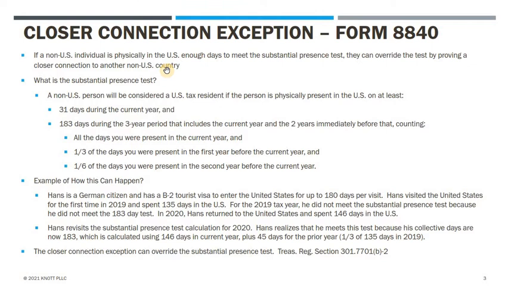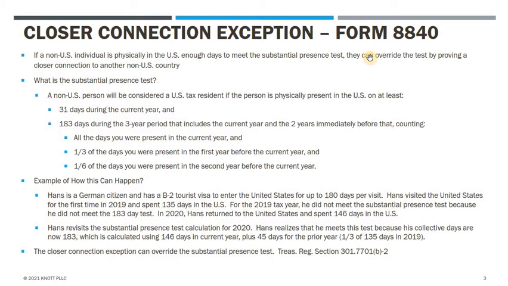We'll start at the top here, right? So if a non-U.S. individual is physically in the U.S. enough days to meet that substantial presence test, they can override this by proving a closer connection to another country. And this is done by filing Form 8840 with the IRS.